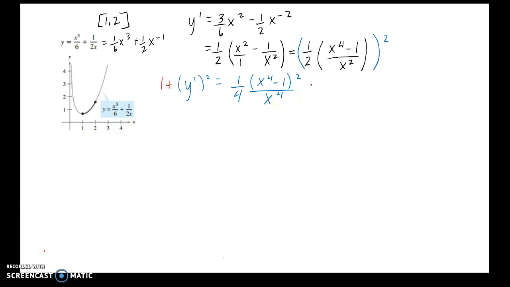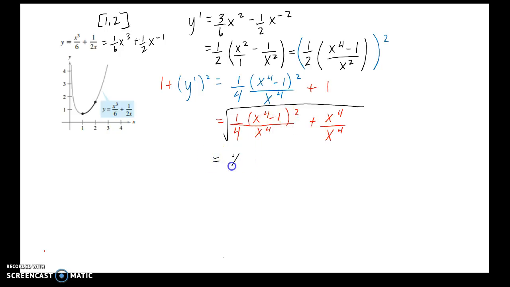Now I'm going to add 1 to it. Okay, so I have 1/4 times (x to the 4th minus 1) squared all over x to the 4th, plus 1. So let me get a common denominator here, because if I think about taking the square root of this, there's certainly more that can be simplified underneath the radical. So let's expand the binomial: square the first, double the product, square the last.